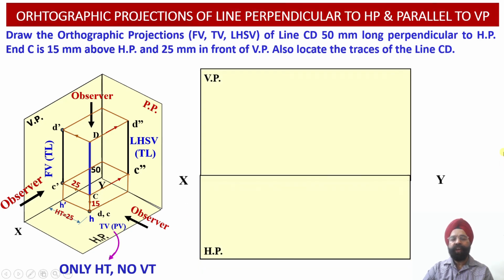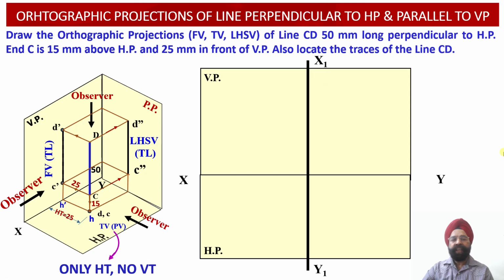Now let us proceed with the construction of 2D orthographic projections of this particular line. Here we will be drawing the front view projections, the top view projections, and the left hand side view projections of this line into the vertical plane, horizontal plane, and the profile plane. Here we have the XY reference line, the X1 Y1 reference line with respect to the profile plane, and the HP and VP.